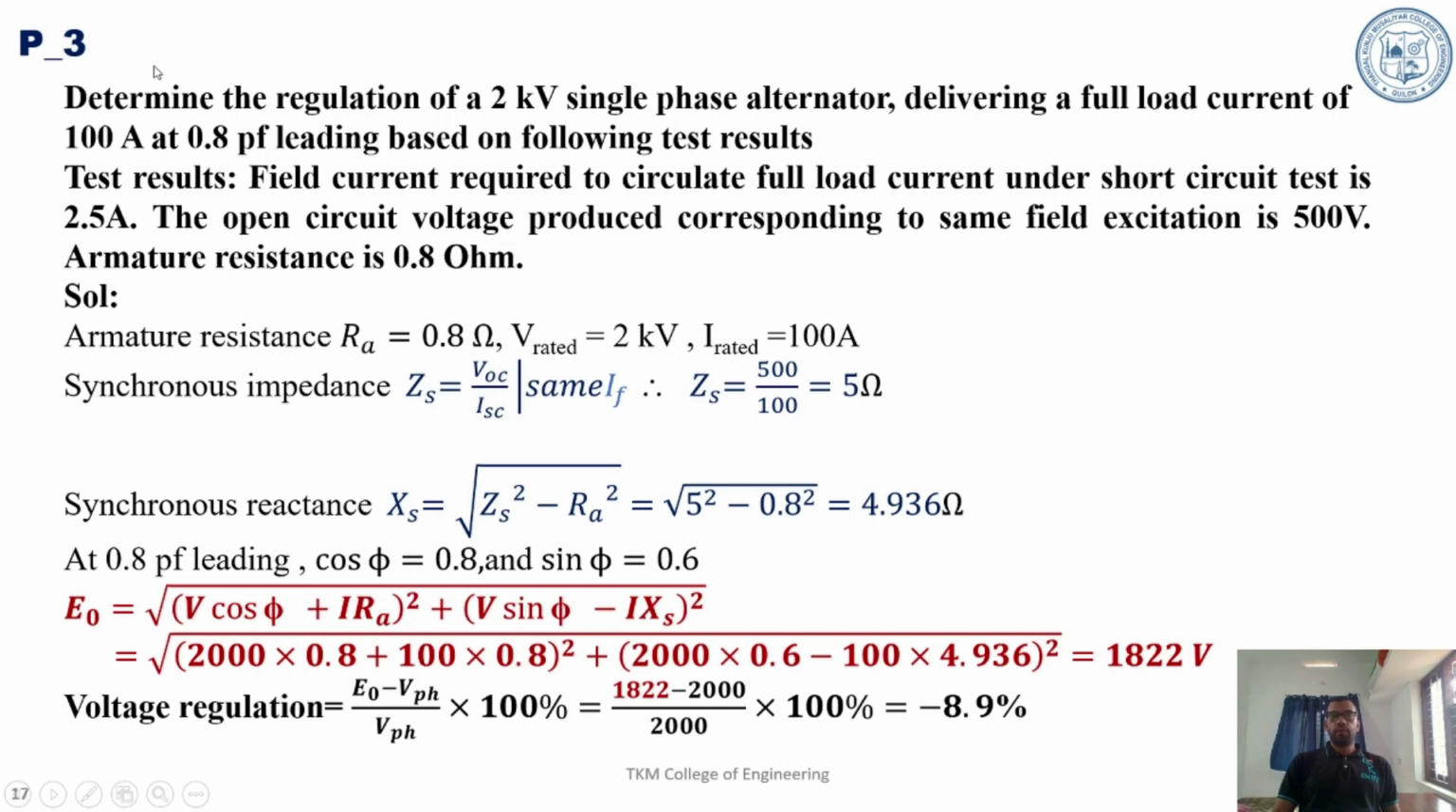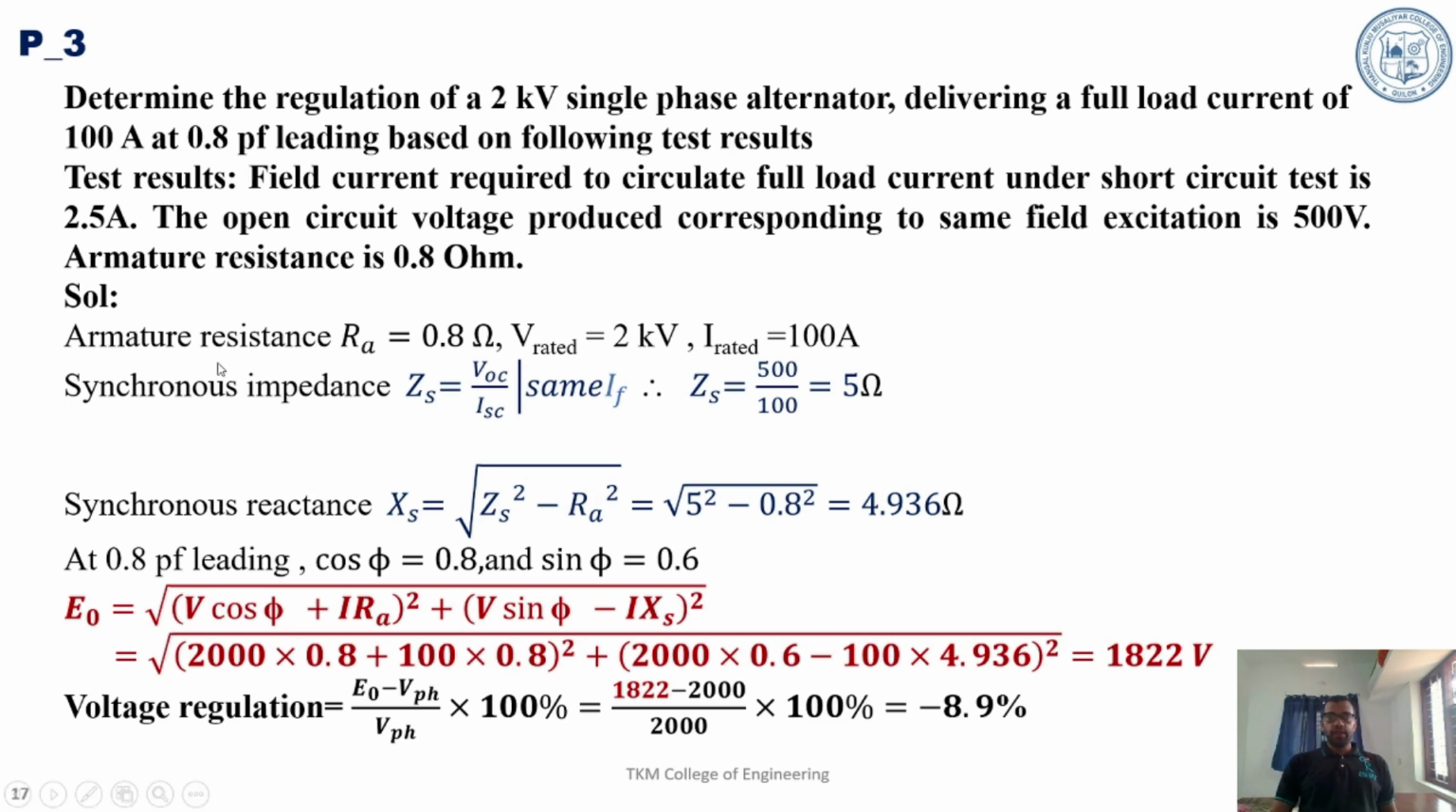Coming to the third problem: determine the regulation of a 2 kV single phase alternator delivering a full load current of 100 ampere at 0.8 power factor leading, based on the following test results. Test results are: the field current required to circulate full load current under short circuit test is 2.5 ampere. The open circuit voltage produced corresponding to the same field excitation is 500 volt. Armature resistance is 0.8 ohm.